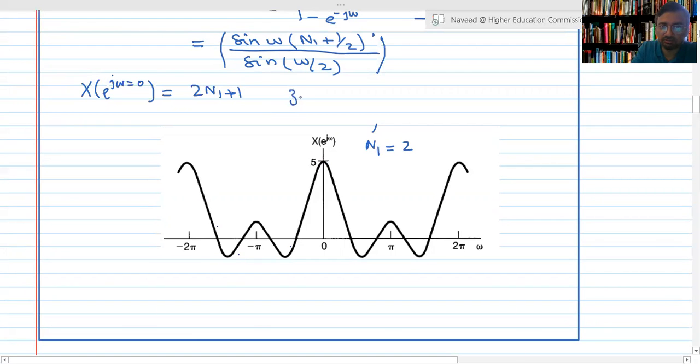And zero crossings of this function are at 2 pi m divided by 2N1 plus 1. So in this example, the zero crossings are at 2 pi divided by 5, and the next zero crossing is at 4 pi divided by 5, and so on.